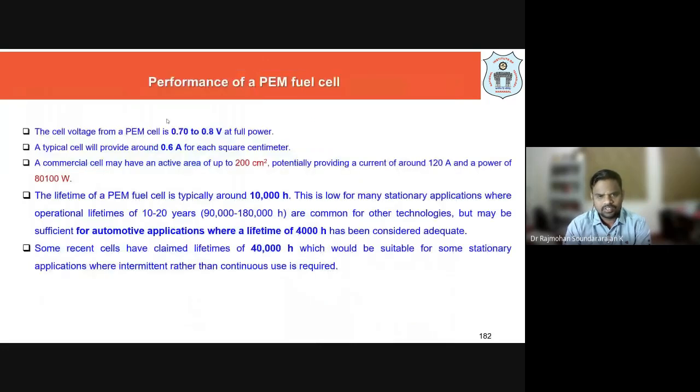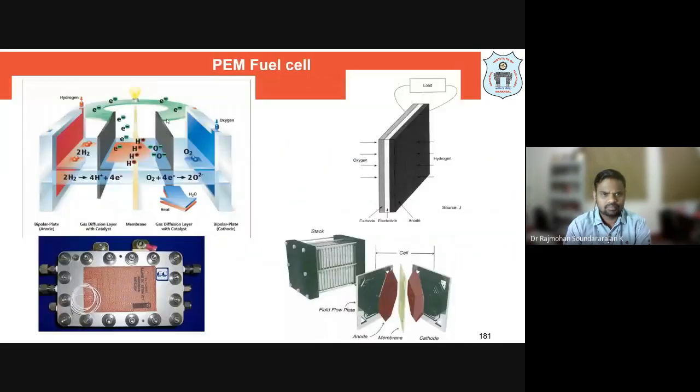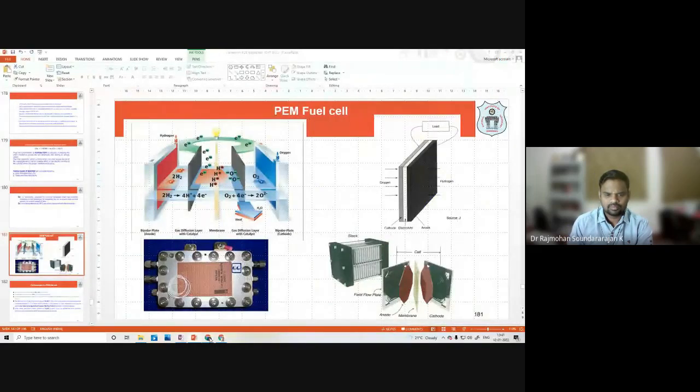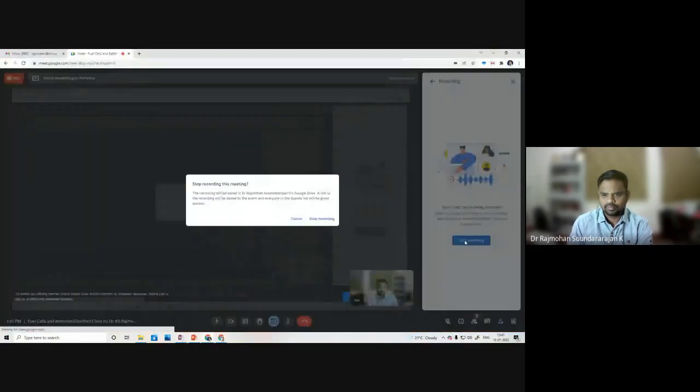PEM fuel cells we'll discuss in the next lecture. In this lecture number 5, we have discussed the classification of fuel cells, and we have seen in detail about phosphoric acid fuel cells and alkaline fuel cells. In the next lecture, we will discuss PEM fuel cells.